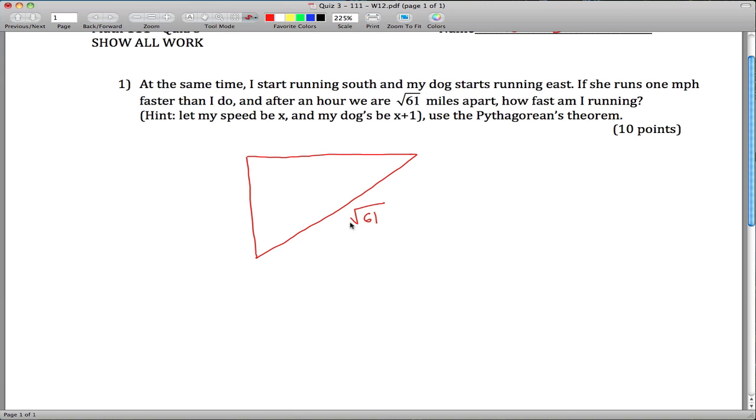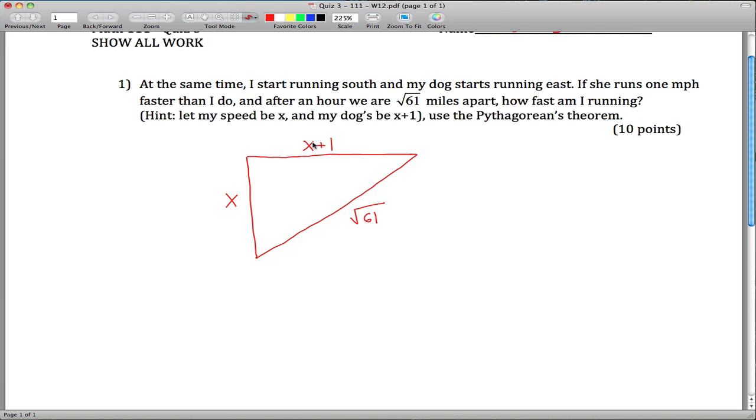It might seem like I'm making a really difficult number there, but I chose that because it'll make it all work out nicely. Let's see, so let x be my speed and my dog's speed be x plus 1, because she's running 1 mile per hour faster than I am. I'm running south, so my speed is x, and I run for one hour, so my distance is also x. Her speed is x plus 1 times 1 hour, so her distance is x plus 1.